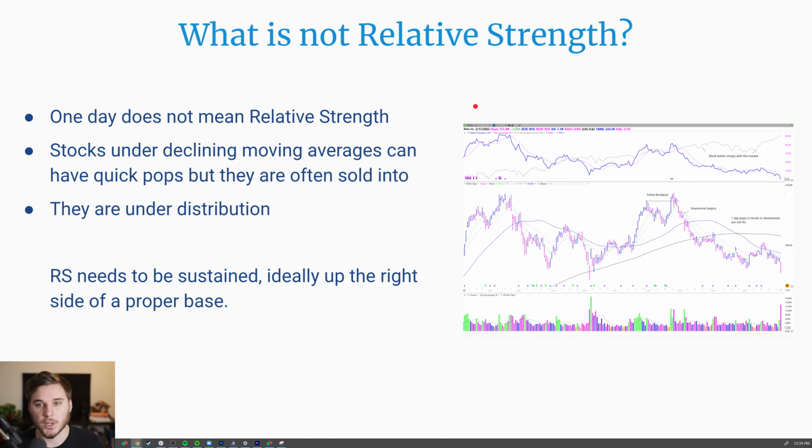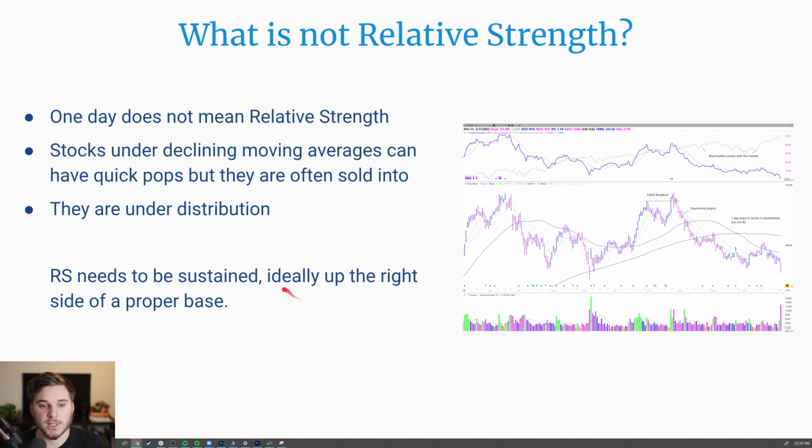What is not relative strength? Basically, a 1-day move, a 1-day increase, does not mean relative strength. Stocks under declining moving averages can have quick bops, but these are often sold into. So just because a stock increases one day when the market is declining, that might be 1 day of RS, but that doesn't mean the overall stock is undergoing an RS phase. And stocks under declining moving averages like the 50 SMA and 200-day moving average are under net distribution by institutions. That's why they're in longer-term downtrends.